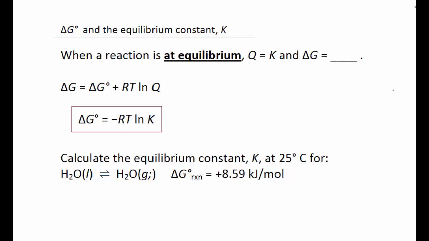Delta G defines what direction we're going to be changing. So if delta G is negative, we're going to be producing more products. If delta G is positive, we're going to be producing more reactants going forward. So then delta G would be 0. Delta G is 0 when a reaction is at equilibrium.